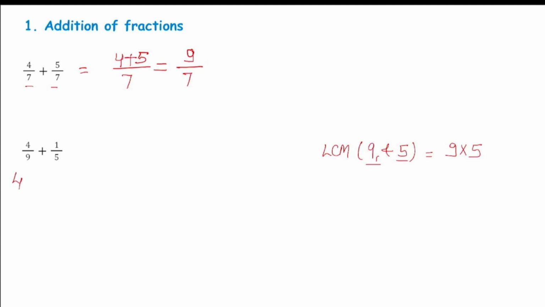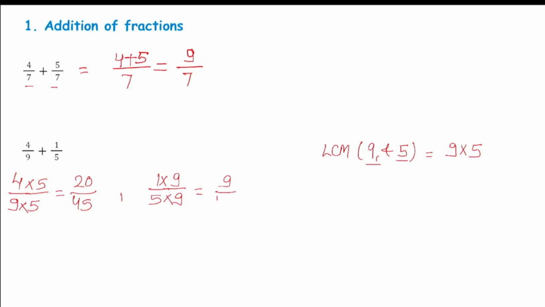So 4 over 9. To make the denominator 45, we have to multiply by 5 here. So we will multiply 5 in the numerator as well. So it will be 20 over 45. And 1 over 5. To make this denominator 45, we have to multiply by 9 here. So we will multiply 9 in the numerator as well.